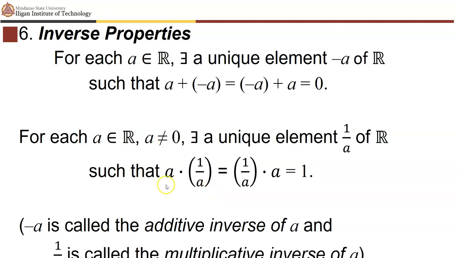So for example, if your A is 5, then its unique multiplicative inverse is 1 over 5, because 5 times 1 over 5 will actually give you 1. If you have, say, 1 over 6 as your value, then its multiplicative inverse is 6, because 1 over 6 times 6 will give you 1.